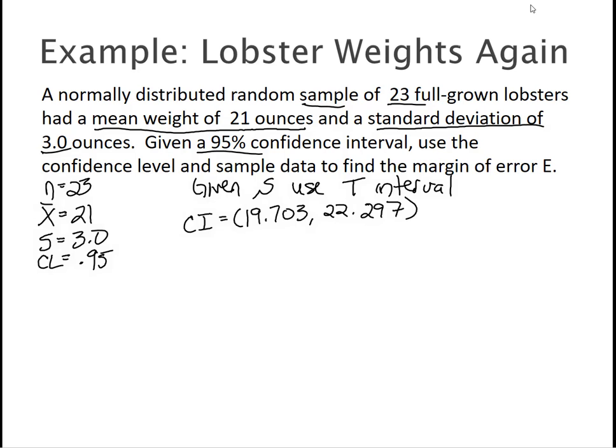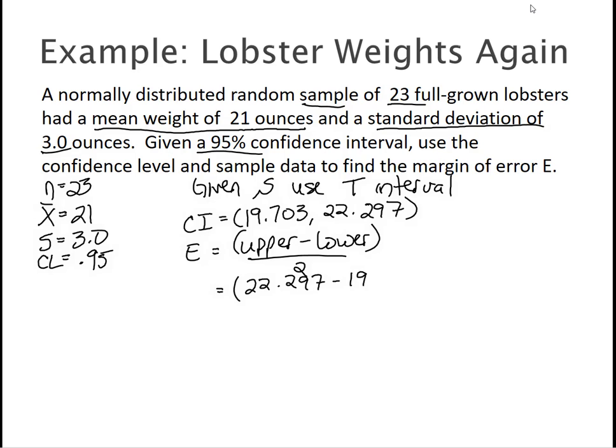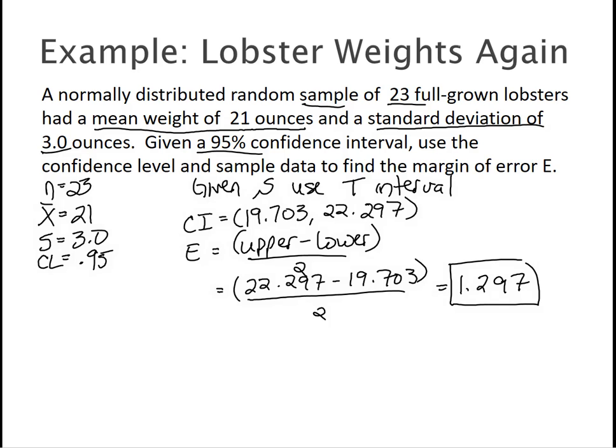Okay, now my formula for E we saw on the last slide. It is also in your notes. Remember, E is upper minus lower, divided by 2. Okay, so that becomes 22.297 minus 19.703 in parentheses, and then divide by 2. Okay, I'm going to put that in the calculator, and I get 1.297. And I'm good to go.